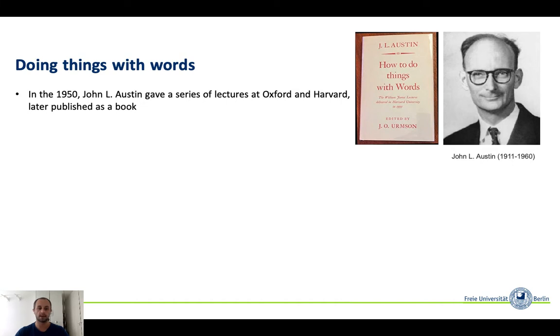So when I mentioned in the beginning that we are going to have a look at how to do things with words, what I was doing was referring to this famous book by the philosopher and linguist John Austin called How to Do Things with Words. The book is based on a lecture series that he gave in the 50s at Oxford and Harvard.